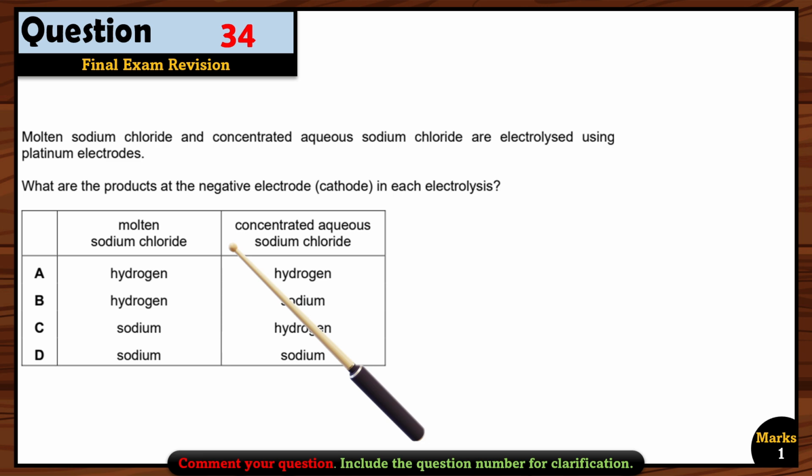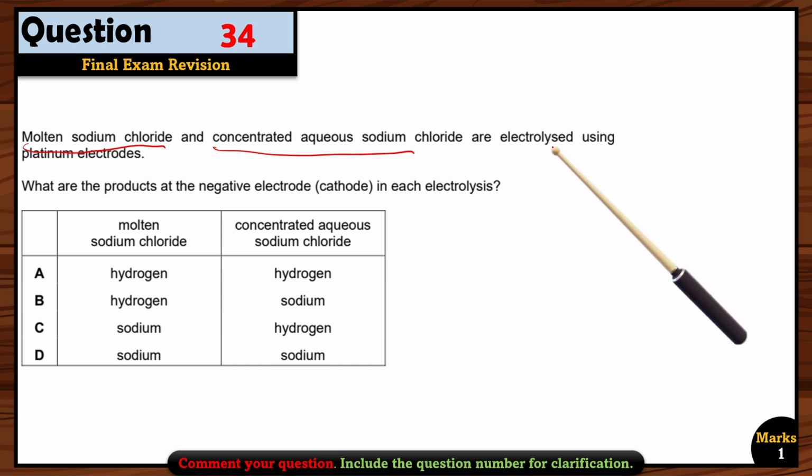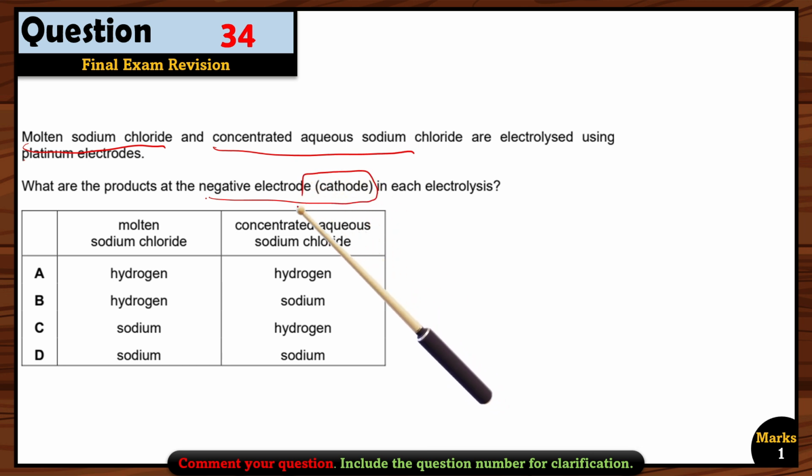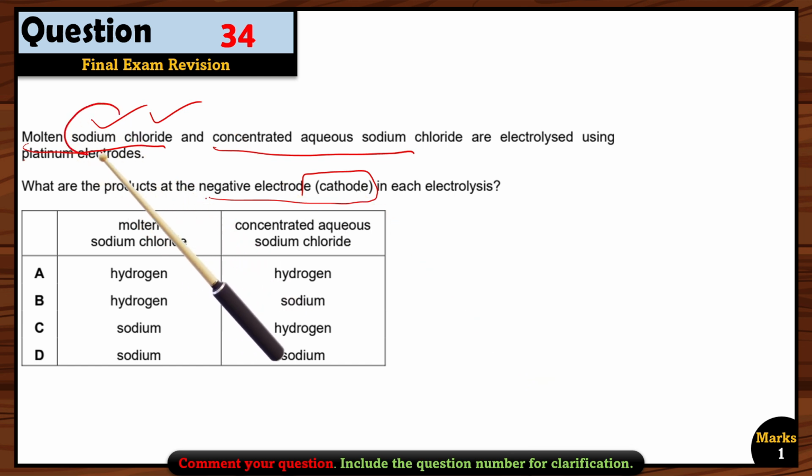Molten sodium chloride and concentrated aqueous sodium chloride are electrolyzed using platinum electrodes. So what are the products at the negative electrode, the cathode? Again, molten sodium chloride. So now what will we get? At the cathode, the cathode is negative, so you are going to get sodium. So where is the sodium option?